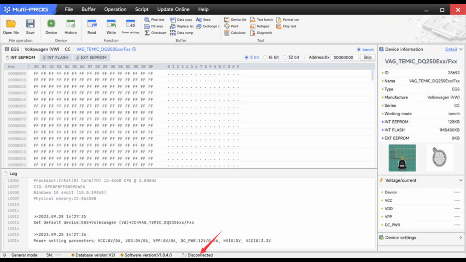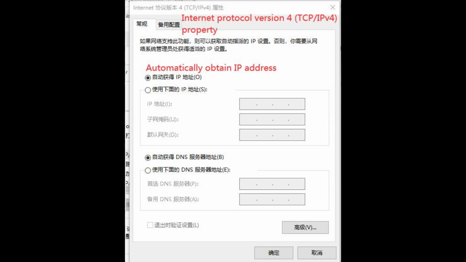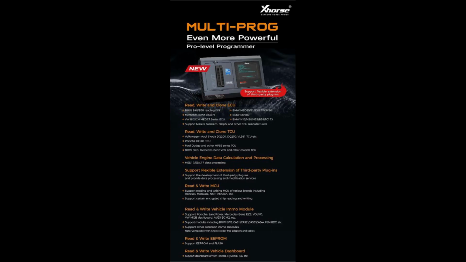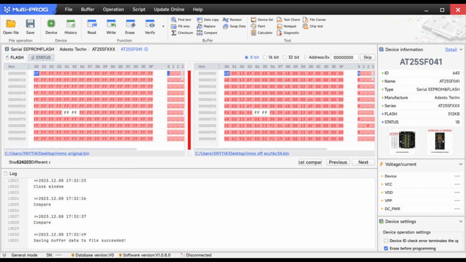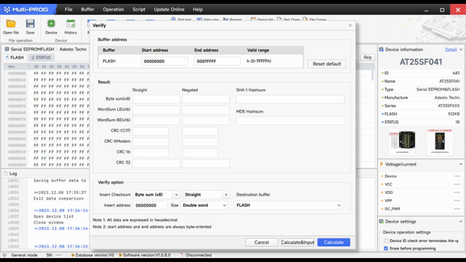Let's explore the key components of Xhorse Multi-Prog. Built-in update software ensures timely firmware updates, available for free online in English and Chinese. High-speed USB communication interface ensures seamless software connection. Smart operation mode lists potential error causes for troubleshooting. Reserve ports cater to future updates. Self-test function ensures machine integrity.